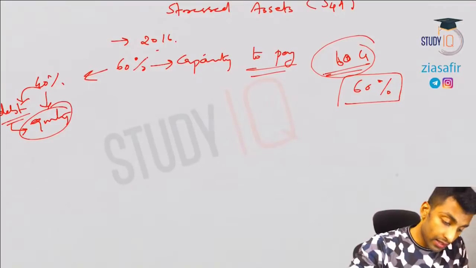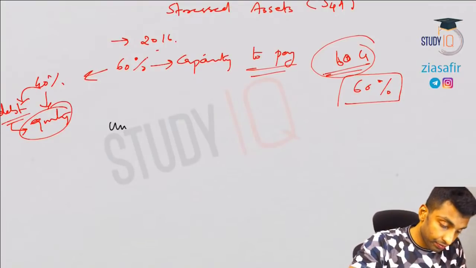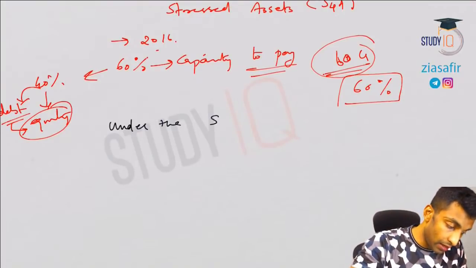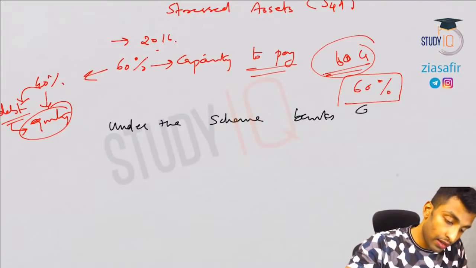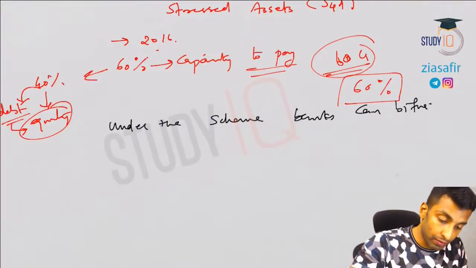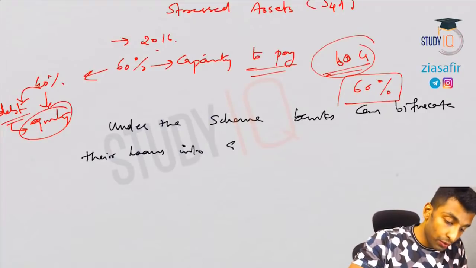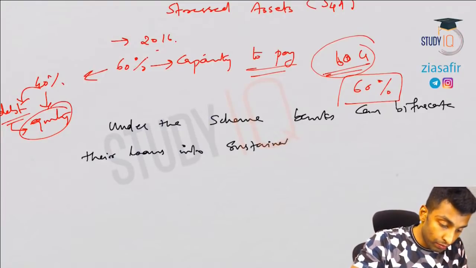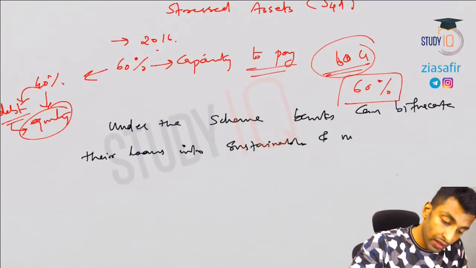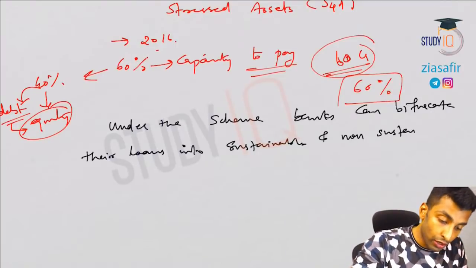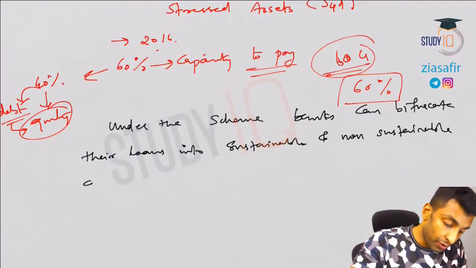Now under the scheme, let me write it down. Under the scheme, banks can bifurcate their loans into sustainable and non-sustainable components.